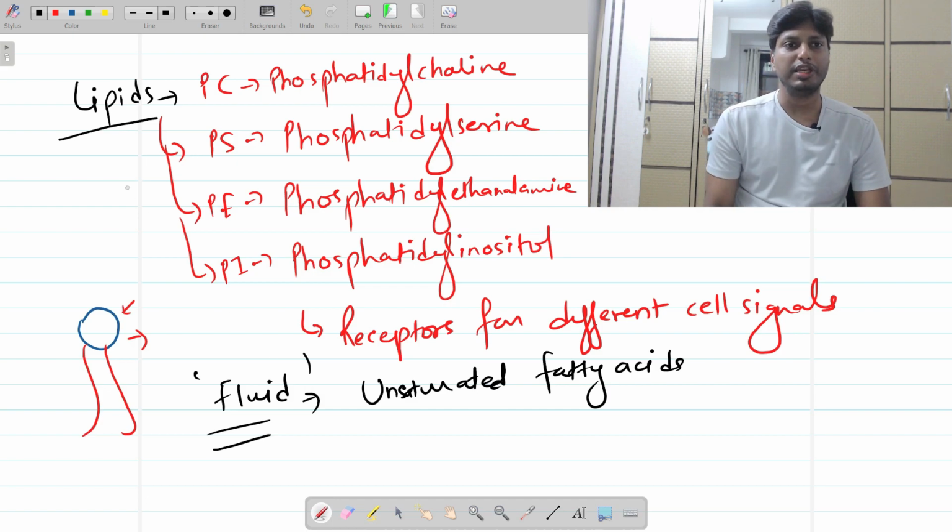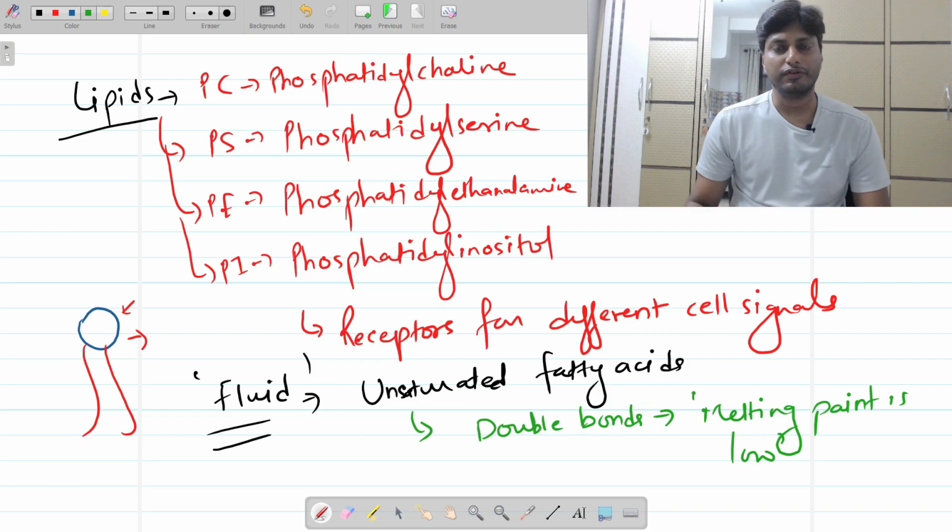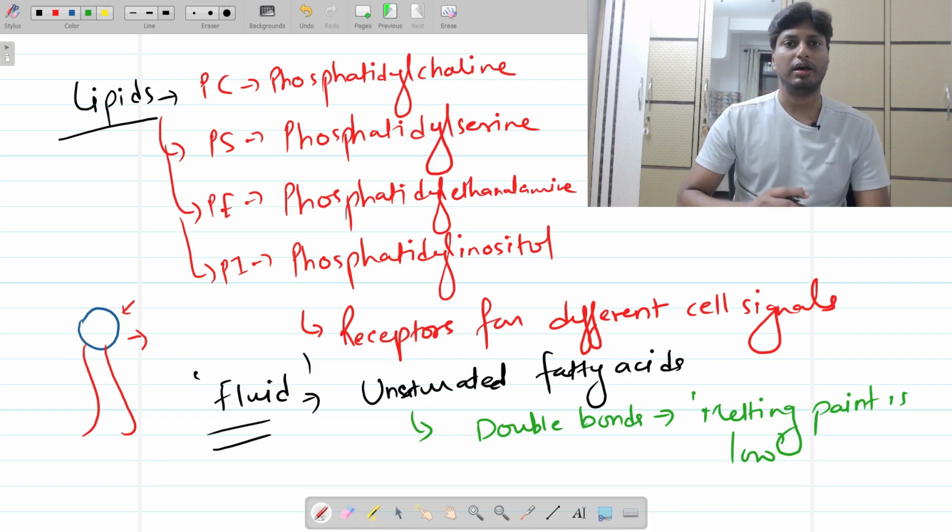Now you understand the meaning of unsaturated. Unsaturated means they consist of double bonds. Because they consist of double bonds, their overall melting point is low. So because of the presence of double bonds, the melting point of these fatty acids is low. Hence, because the melting point is low, the majority of the cell membranes, especially of animals or even plants, are liquid at room temperature because they majorly consist of unsaturated fatty acids.